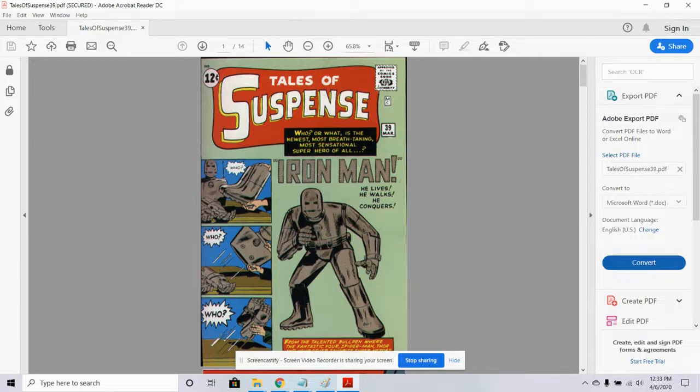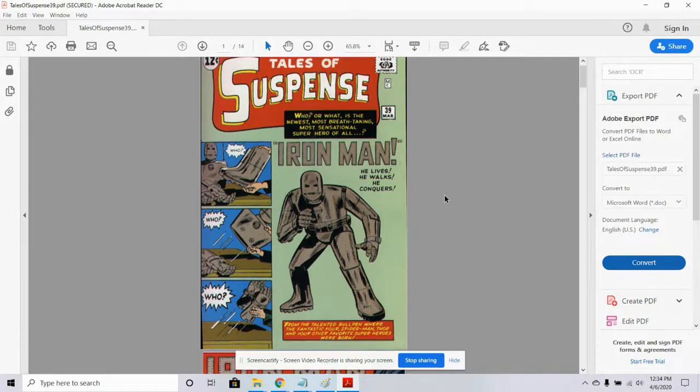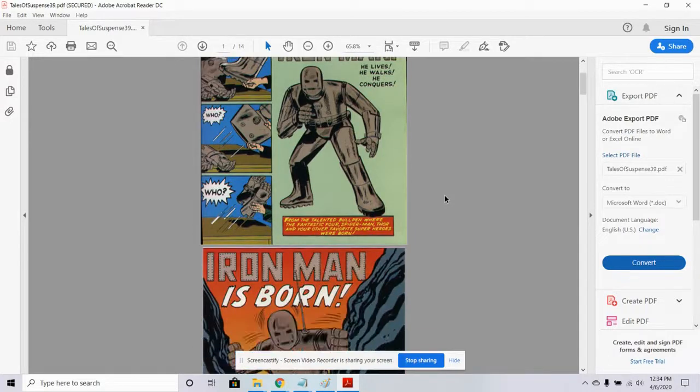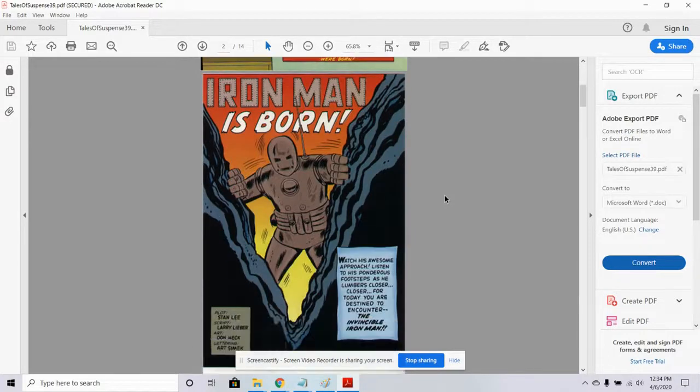So here's the actual comic book. Tales of Suspense, Iron Man. And I just want to make a little note for you that in the upper right corner is the comic book code. I know your copy was just a little more difficult to see, but hopefully you were able to work through it. So here's another example.